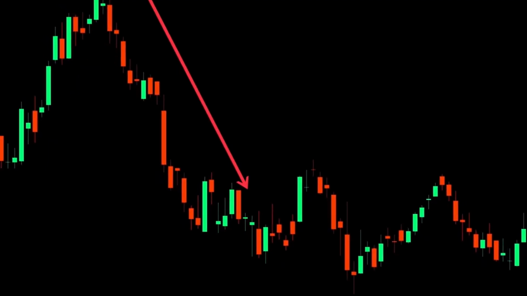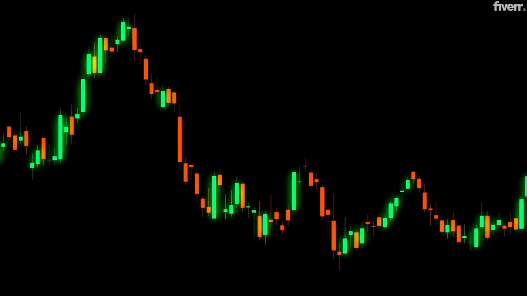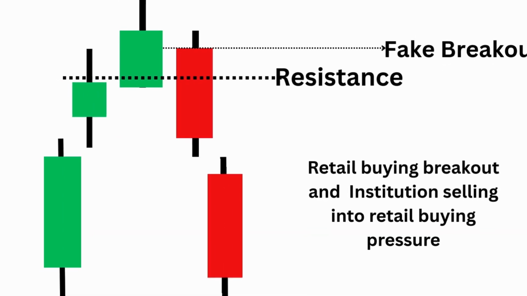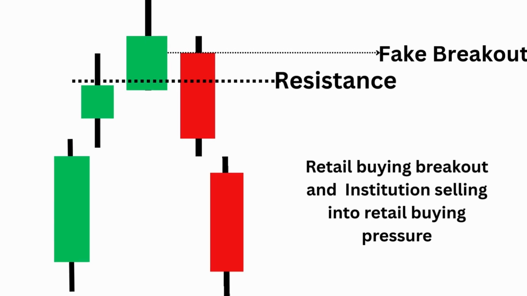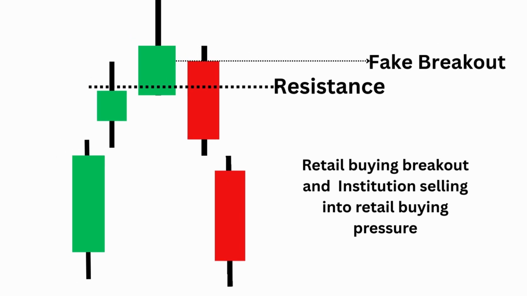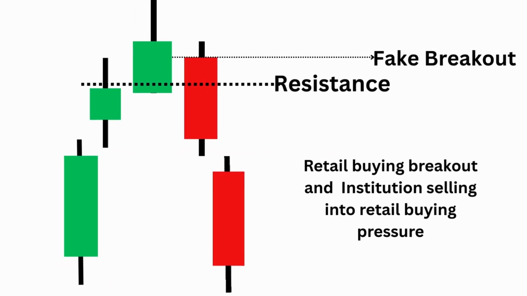But here's the key insight, and this is where retail traders get destroyed. A bullish candle at resistance is not a buy signal. It's often a trap. Think about it. Institutions need sellers to sell into. If price pushes into a resistance area with a big green candle, retail traders get excited and buy. And institutions, they're selling into that buying pressure, distributing their positions.